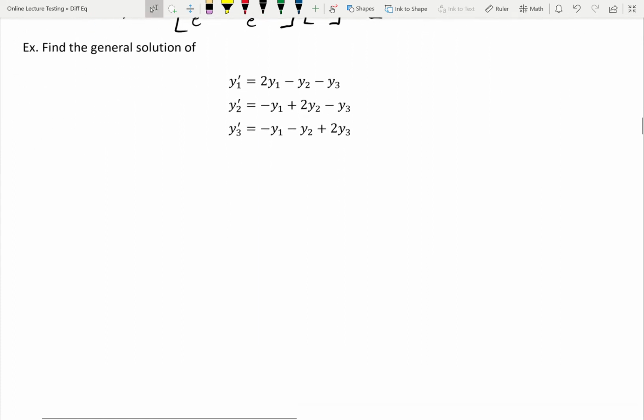All right, so find the general solution of the following. So we have y1' = 2y1 - y2 - y3, y2' = -y1 + 2y2 - y3. And then our third differential equation is y3' = -y1 - y2 + 2y3. So first of all, again, the best thing to do is go ahead and set up your matrix. So A is going to be of the form 2, -1, -1, -1, 2, -1, -1, -1, 2.